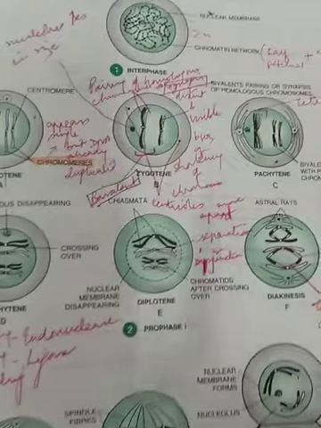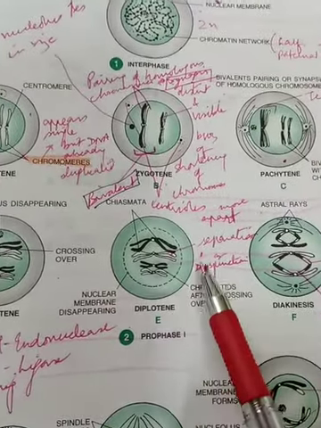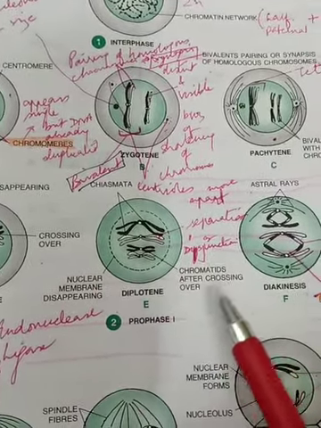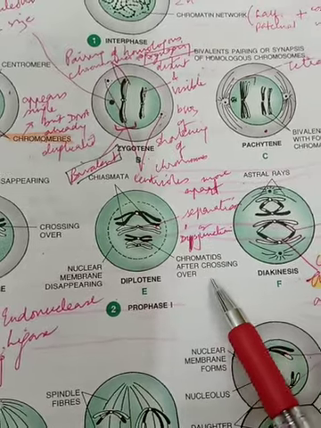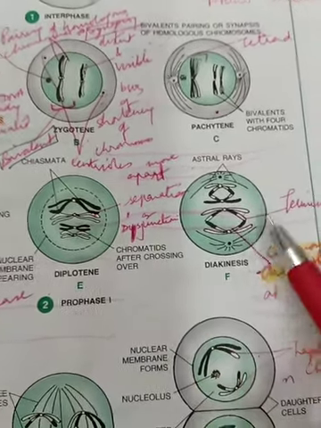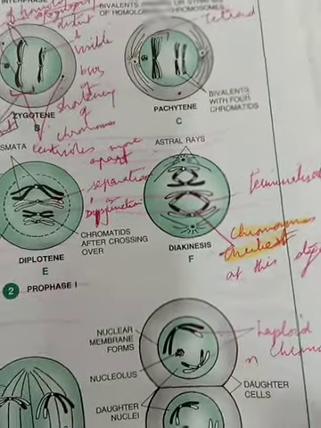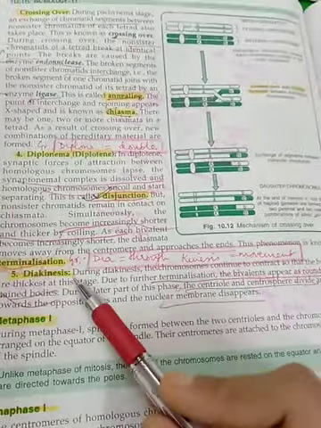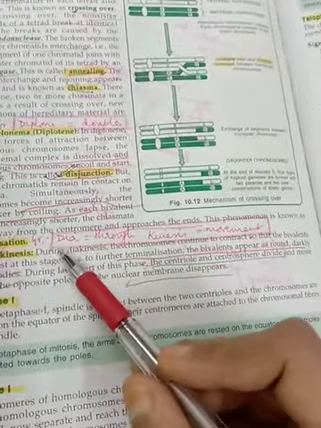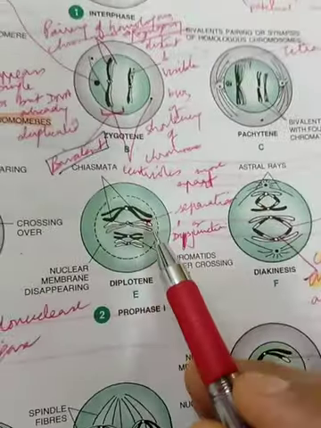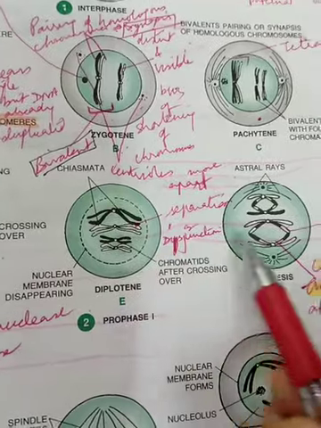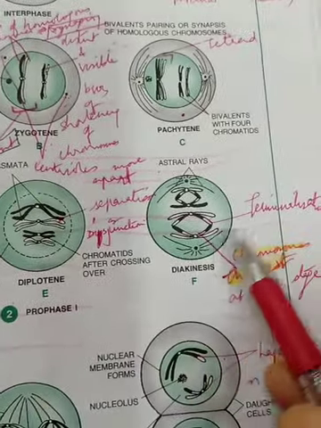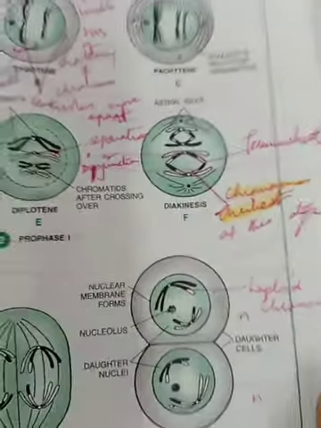Then further you can see, in the next stage, that is diplotene, the disjunction is there. Here in diplotene, the disjunction or separation can be seen. The chromatids after crossing over are moving apart, and in diakinesis you can also see the terminalization. As the bivalents move away, terminalization takes place, because the chiasma moves away from the centromere to the ends. That is, the X-shaped structure which was earlier in the center has moved towards the tip, and this is what we call terminalization.